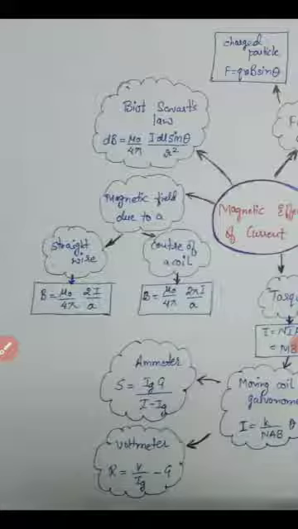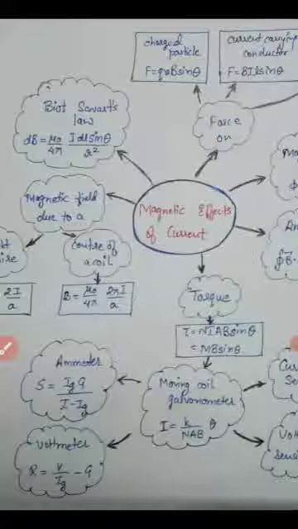It gives us the magnetic field due to a wire carrying current, that is mu naught upon 4 pi I dl sin theta upon r square. The magnetic field due to a straight wire is B is equals to mu naught upon 4 pi 2I by a, whereas at the center of a circular coil carrying current it is mu naught upon 4 pi 2 pi I by a.